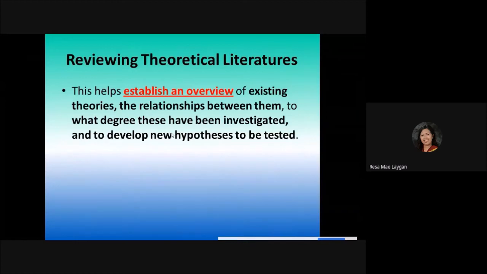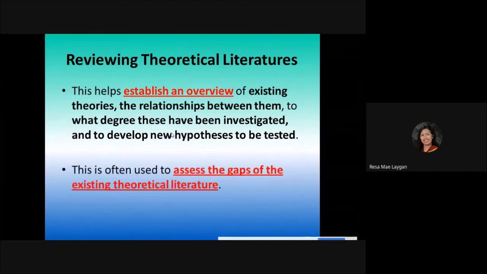So take note, in reviewing theoretical literatures, you have to make sure that those theories are related with your topic or related with your thesis. So don't just get the theory because you feel that this is related to my study. You have to have this guide question. You have already your main purpose, you have already your main problem. Does this theory answer or tentatively answer this problem?